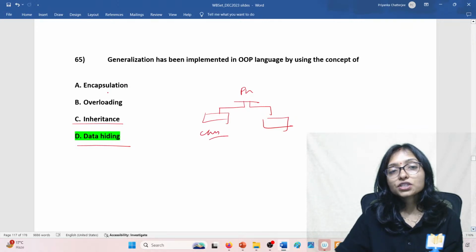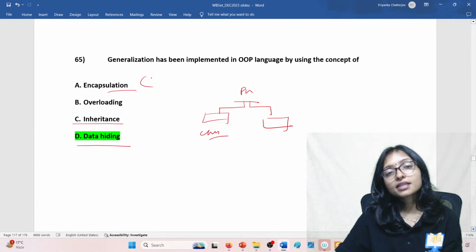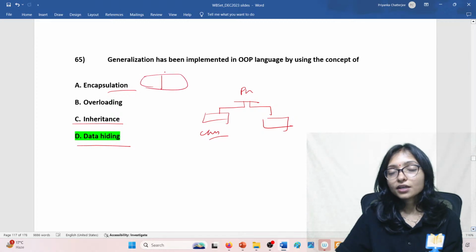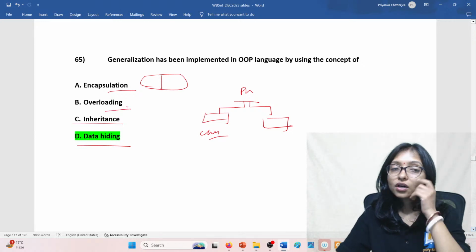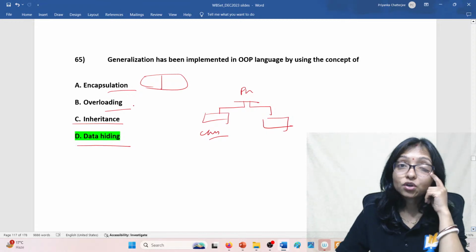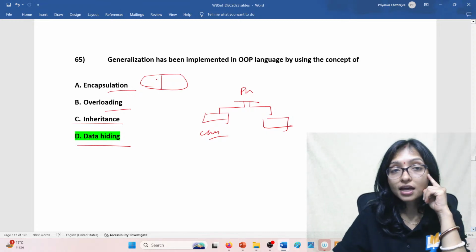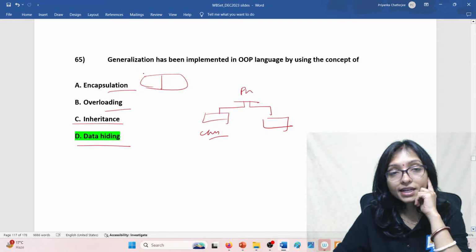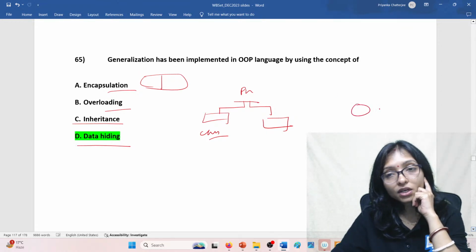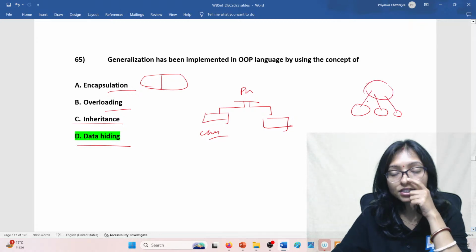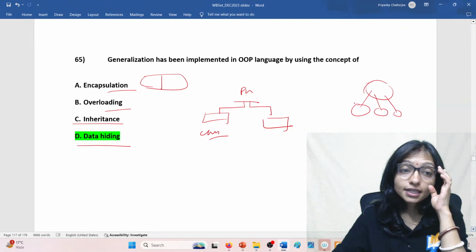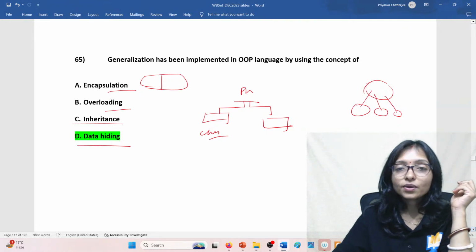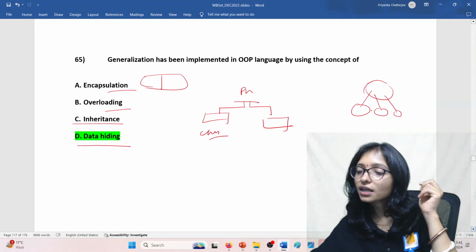So encapsulation means you are binding the member and the function. That is called encapsulation. Overloading is what? Overloading means there is function overloading, operator overloading. These are coming under overloading. Generalization means for particular elements you are going to generalize. That is called generalization. Now the question is, how through data hiding are we going to achieve the generalization?